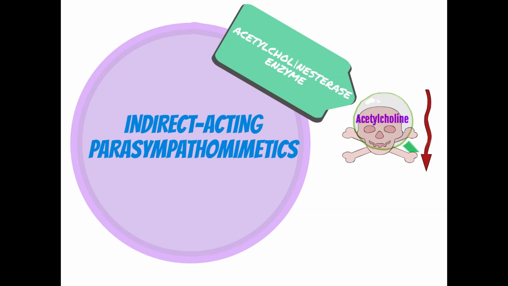Today, we will talk about indirect acting parasympathomimetics. Acetylcholinesterase enzyme is responsible for degradation of acetylcholine in the synaptic gap. And also pseudocholinesterases degrade acetylcholine outside of the synaptic gap. So normally acetylcholinesterase enzyme inhibits the effect of acetylcholine.